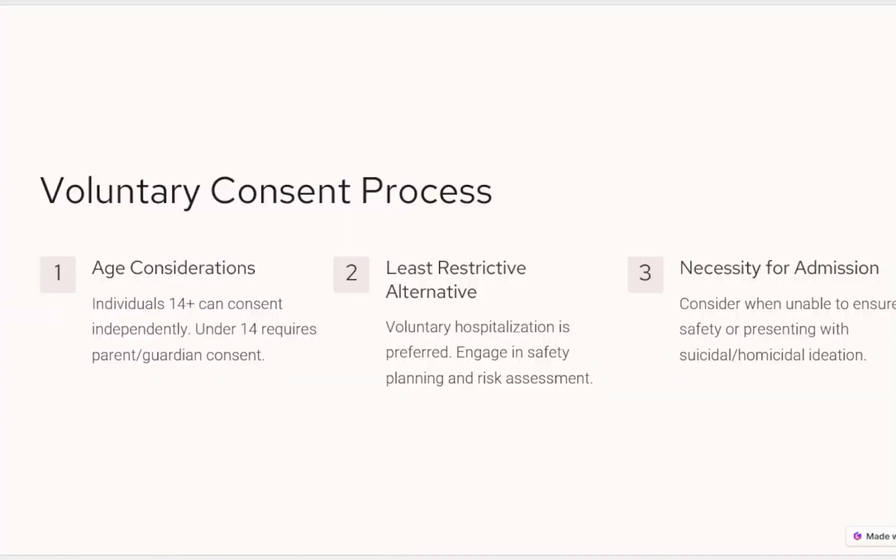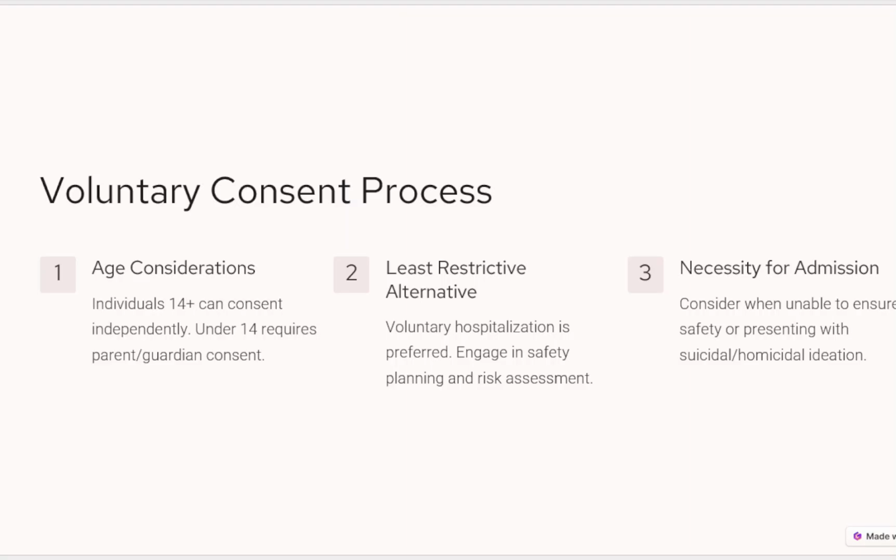As part of the Mental Health Procedure Code, the 201 process involves voluntary consent to receive psychiatric inpatient treatment. For individuals age 14 and older, they can independently consent to treatment. For those under 14, a parent or guardian must provide consent for voluntary mental health treatment. Voluntary hospitalization should always be presented as the least restrictive alternative.